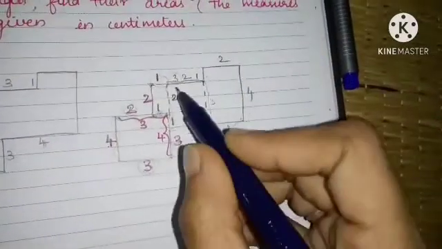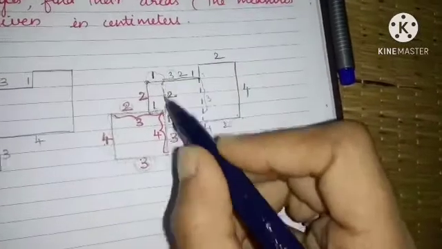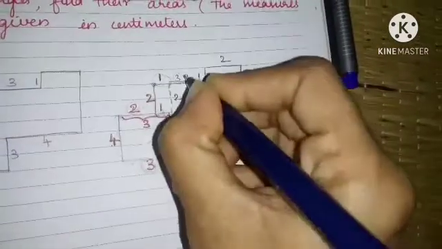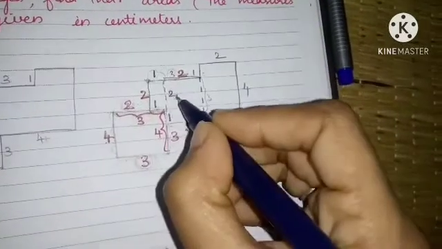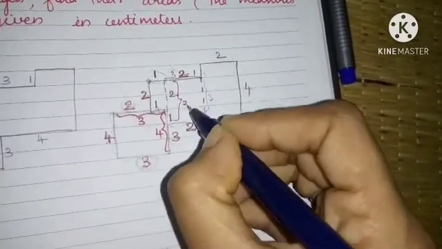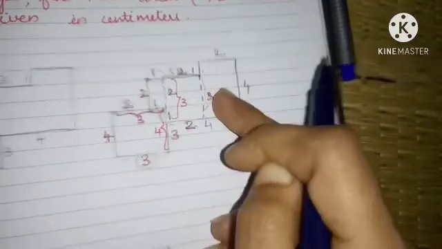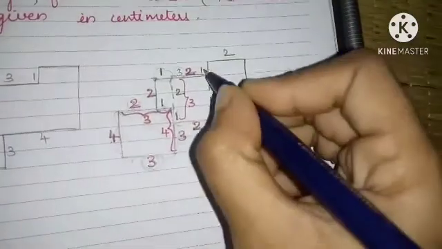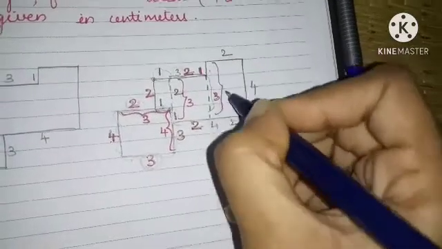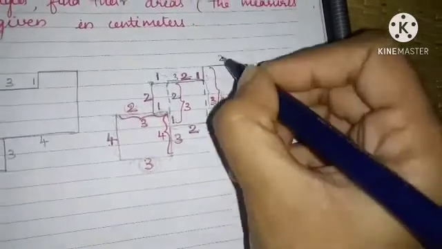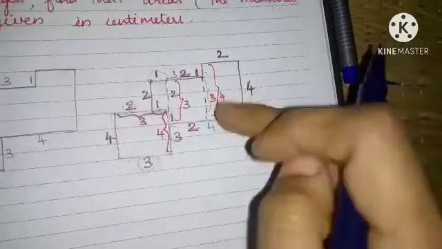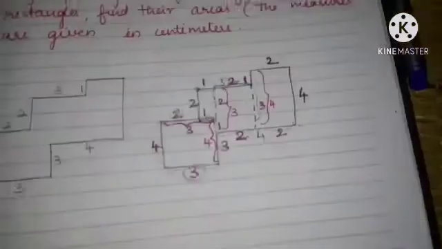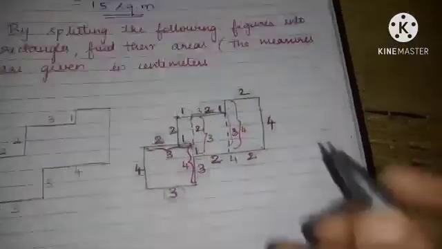Okay. Next, I am just going to consider this rectangle. So this is 2. So here this is also 2. Next, here 2 plus 1 is 3. This is also 3. So 3 centimeter length, 2 centimeter breadth. So next, 3 plus 1 is 4. Here also 4. Here 2. Here also 2. So 4 centimeter length, 2 centimeter width.